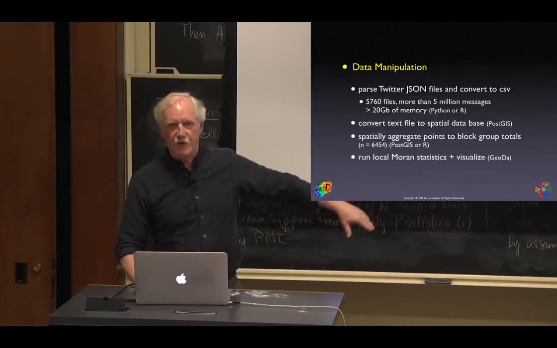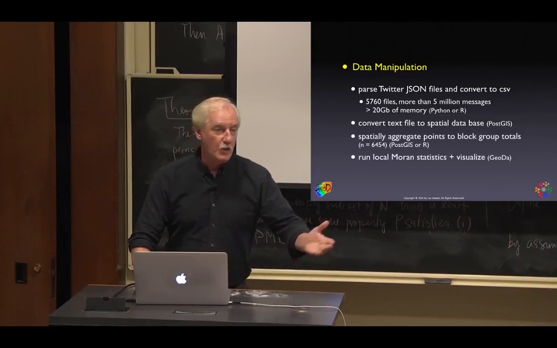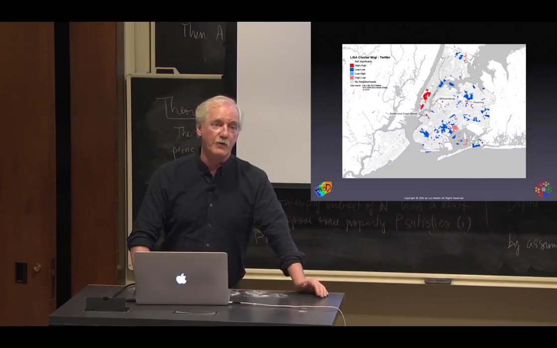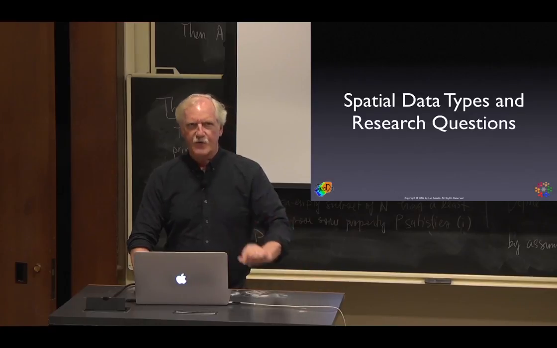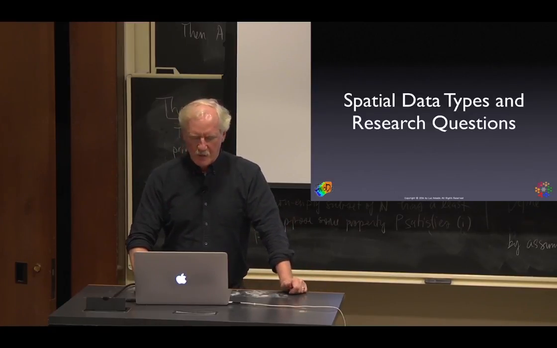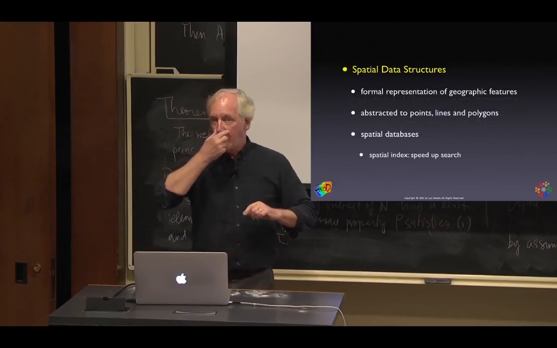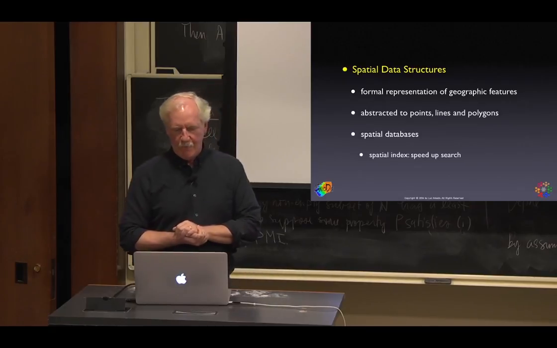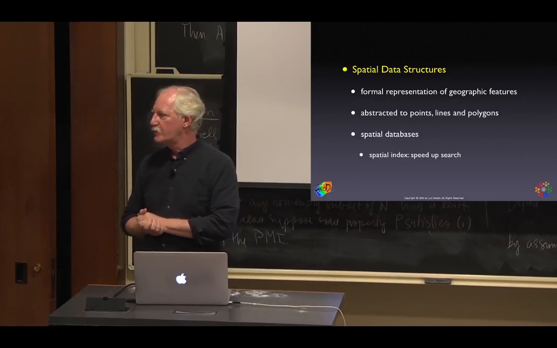We did lots of different things. We used Python, we used R, we used PostGIS, we used GeoDa, and then the end result is a nice little map. We started with 6 million data points. Now this stuff gets a little more technical. How do you connect the type of spatial data to the type of analysis that you can do? In the GIS world, this is called the spatial data structure.